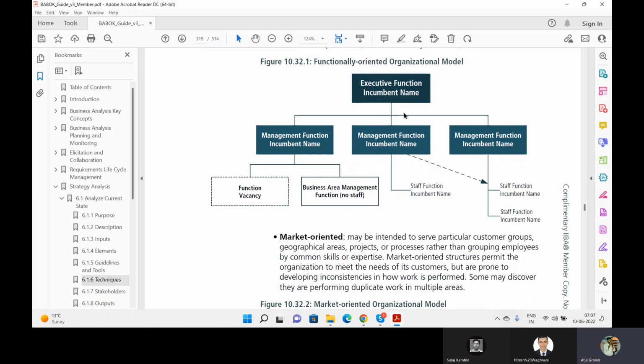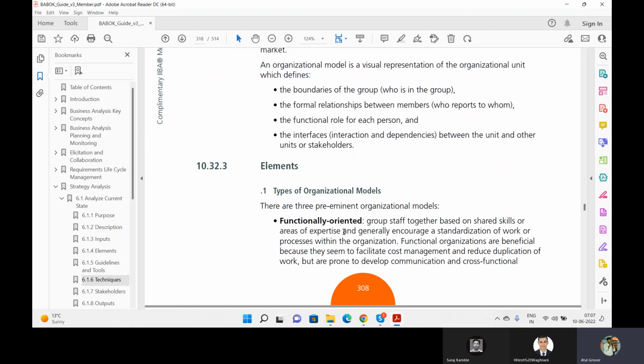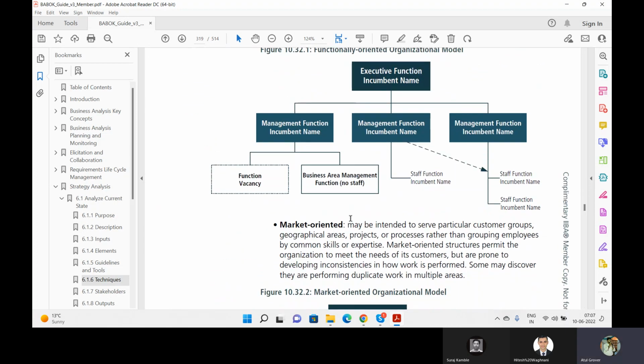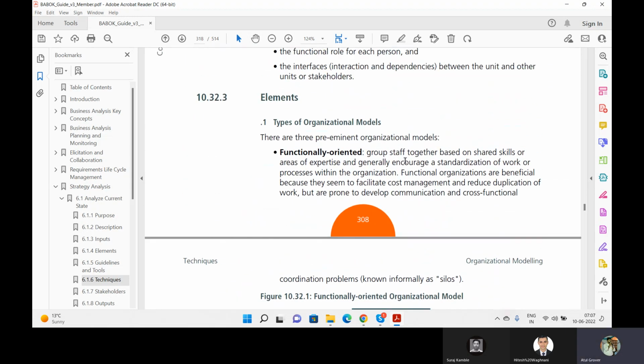That is, I like it now because the diagram finishes half of our discussion. Now this says there are 2 or 3 types of structures, organization models: functional and market oriented. What does functional say here? Group staff together based on the shared skill, area of expertise, generally encourages standardization of work or the processes.